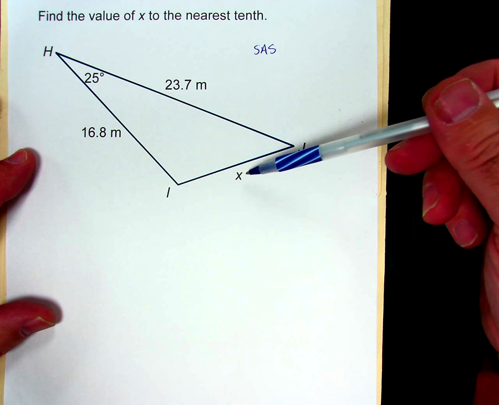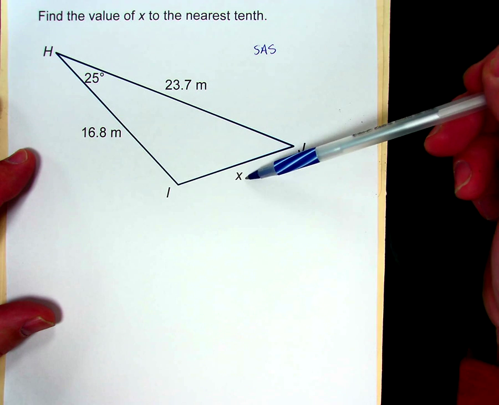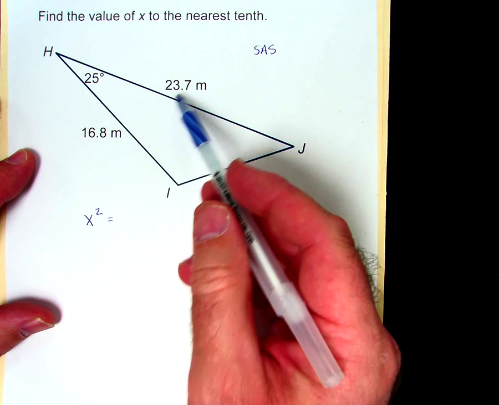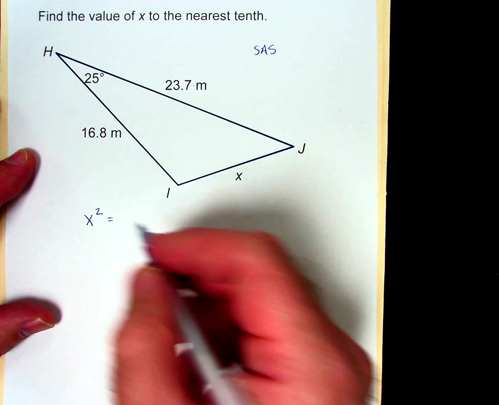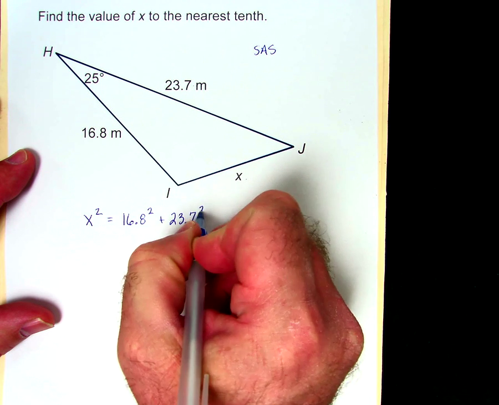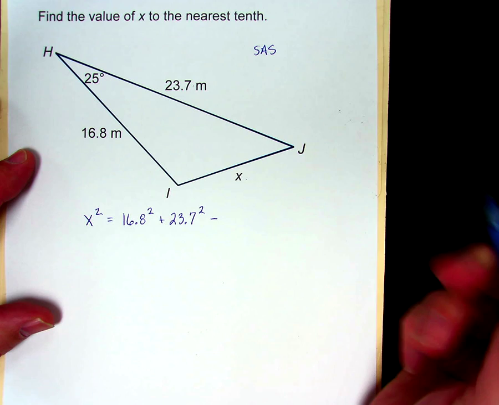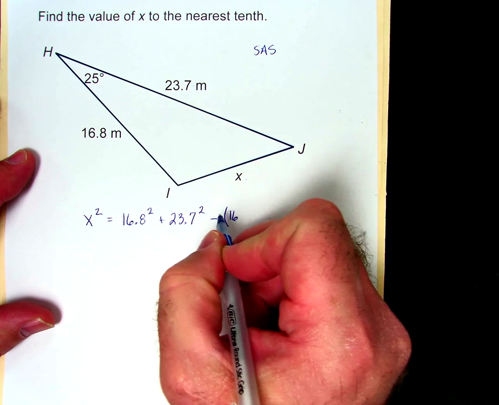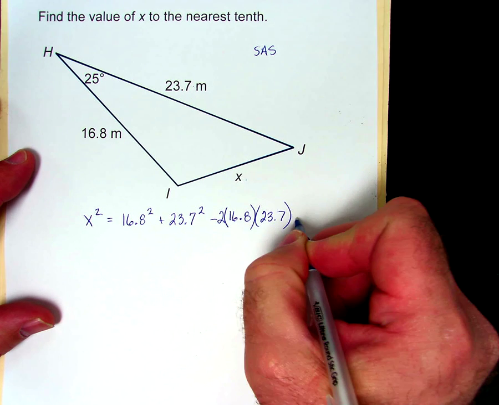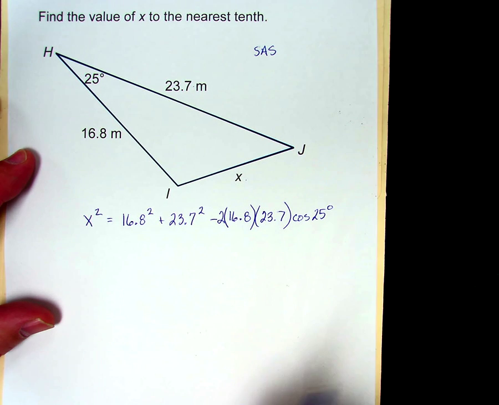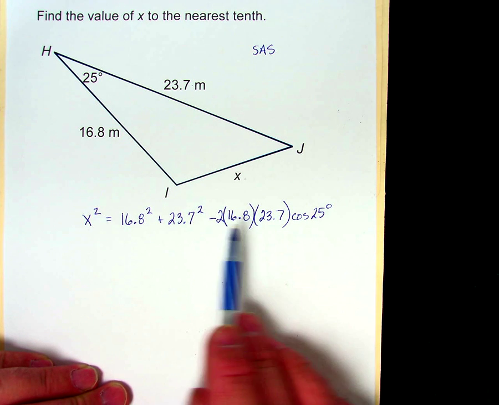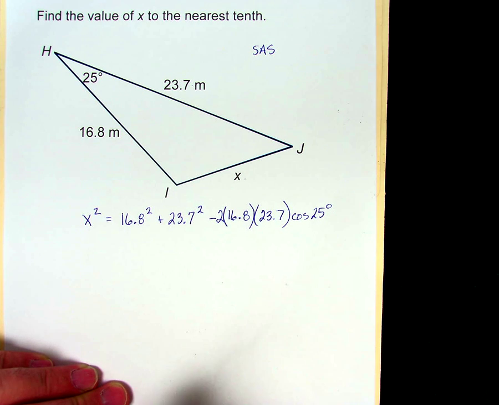So if we match up the length opposite our angle, we're going to have x squared is equal to, now it doesn't matter which of these two we choose first, so I'm just going to go 6 8/10 squared plus 23 7/10 squared minus, and then just keep things in the same order. 2 times 16 8/10 times 23 7/10 times the cosine of 25 degrees. Notice the relationship. This length is the side length opposite that angle. These two side lengths are the ones that include that angle.